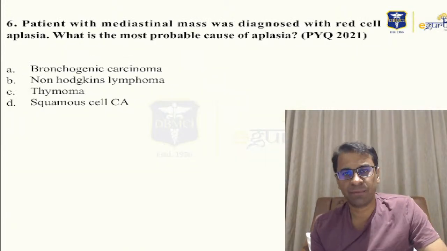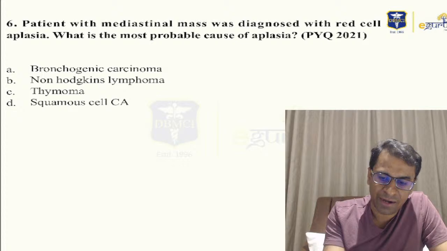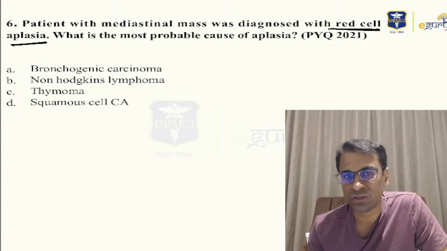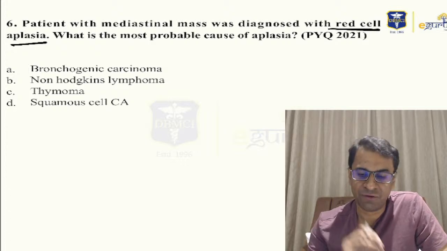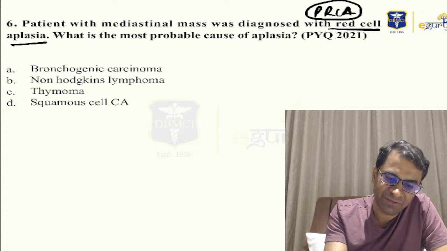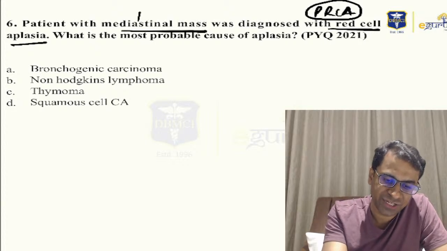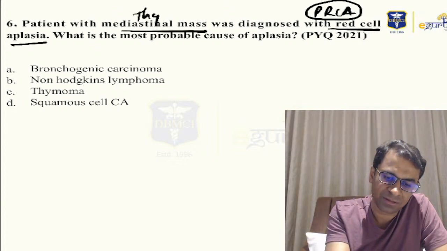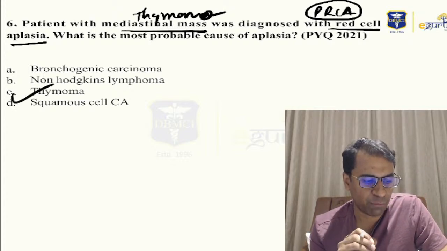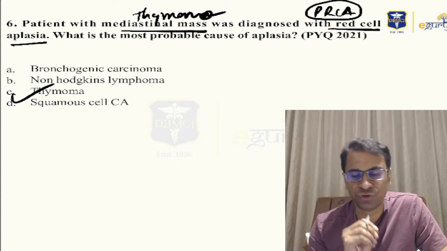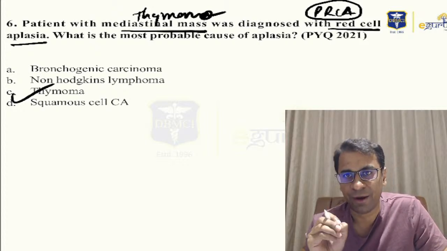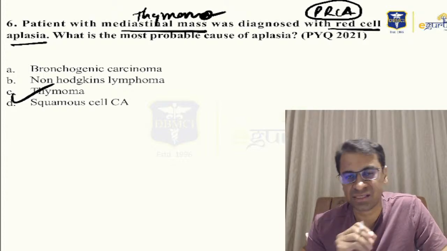A patient with a mediastinal mass was diagnosed with red cell aplasia. So, what is the most probable cause of this aplasia? See, whenever there is PRCA and the PRCA is seen with a mediastinal mass, this could straight away be a case of thymoma. Remember, thymoma as a paraneoplastic syndrome often shows a mediastinal mass, and it shows a PRCA.